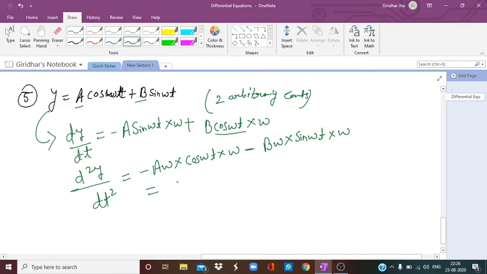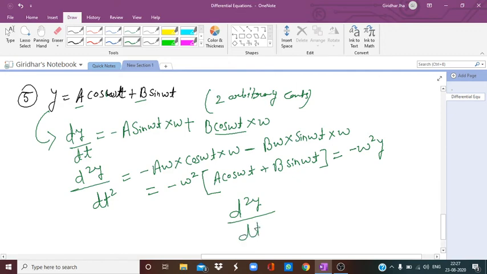Now you take common, what will we take common? Minus omega square. So what is left? a cos omega t plus b sin omega t, and this is nothing but y. So minus omega square y. See, the arbitrary constants a and b are eliminated here. So finally d2y upon dt square plus omega square y is equal to 0.